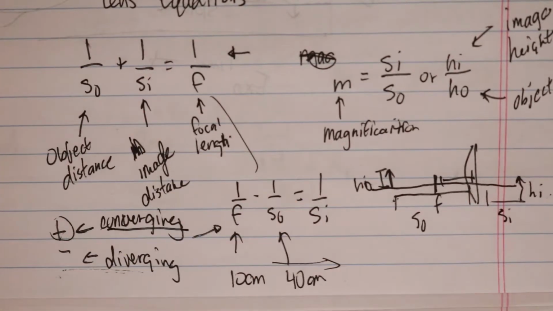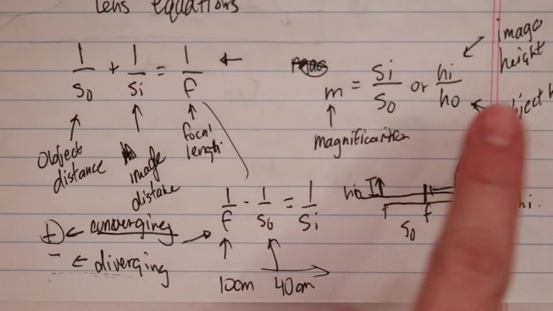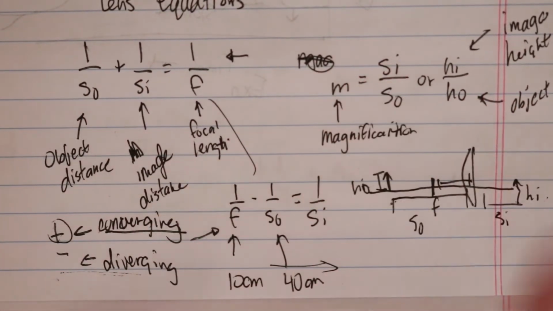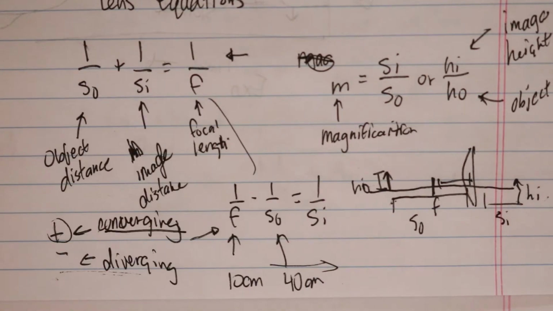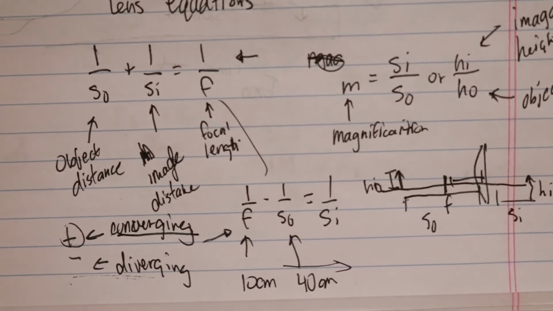I hope that's helpful. Those are the equations to do for magnification. So if you're given some heights and you're given an object or an image distance, you can find the focal length and different things like that through working through the math. I hope that was helpful.